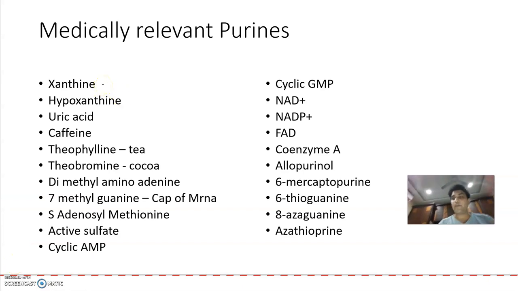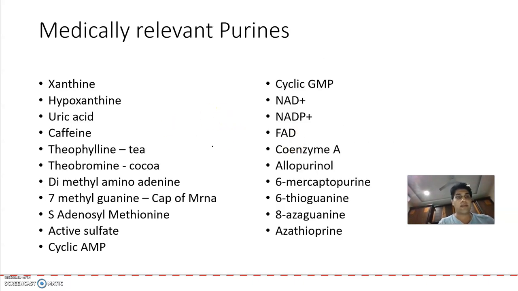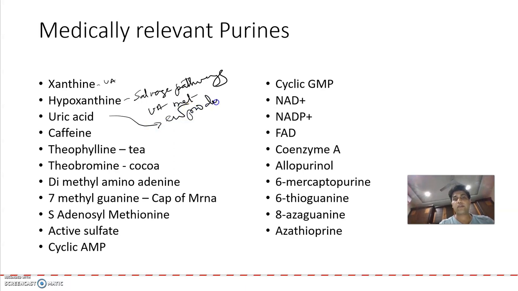Xanthine, where do we come across xanthine in uric acid metabolism? Hypoxanthine in salvage pathways, as well as uric acid metabolism. Uric acid is the end product of purine metabolism.